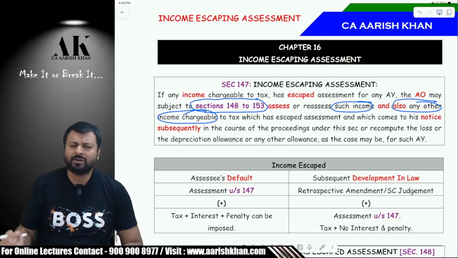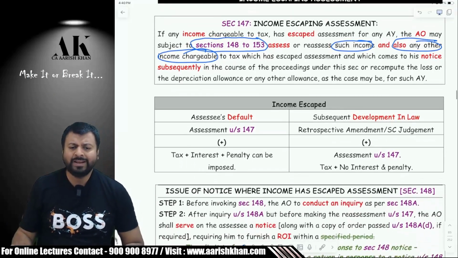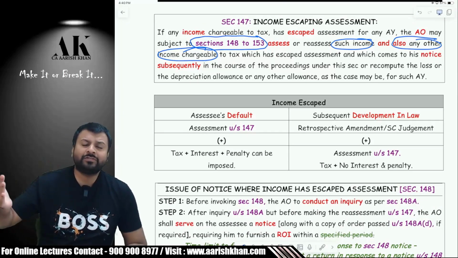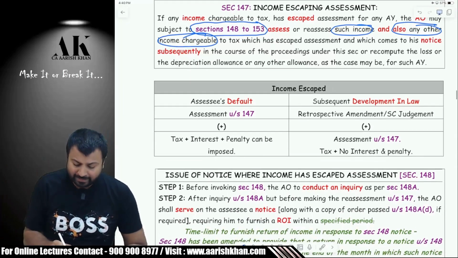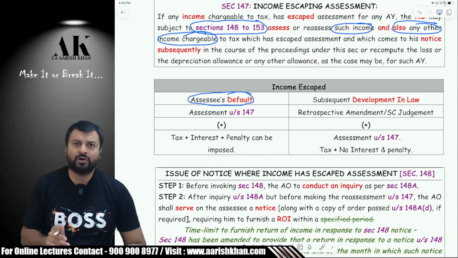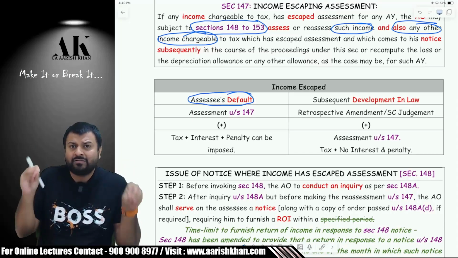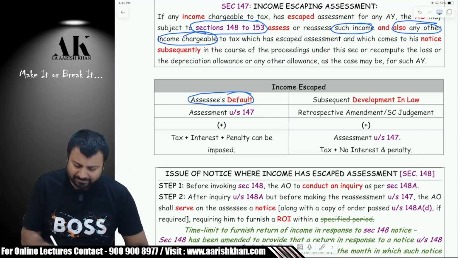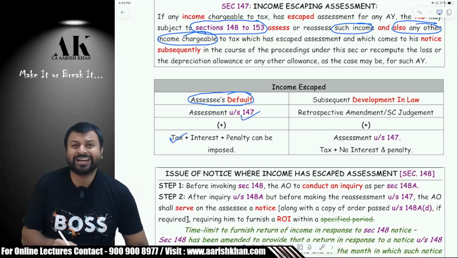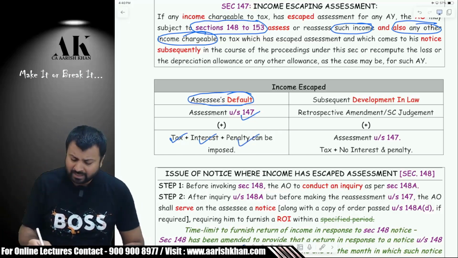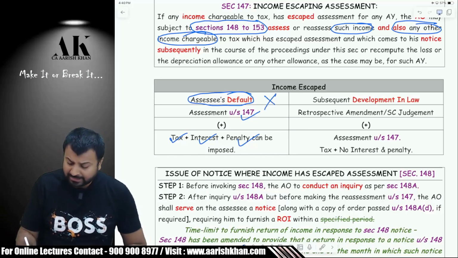So let us talk about it one aspect at a time. First of all, income escape means what? Because of whose default can income escape? Now see, income can escape because of the assessee's default first of all. If it escapes because of the assessee's default, where the assessee has made a genuine mistake of not including certain incomes, then the department will do 147, the department will take tax, the department will take interest, and penalty will also be imposed on the assessee.